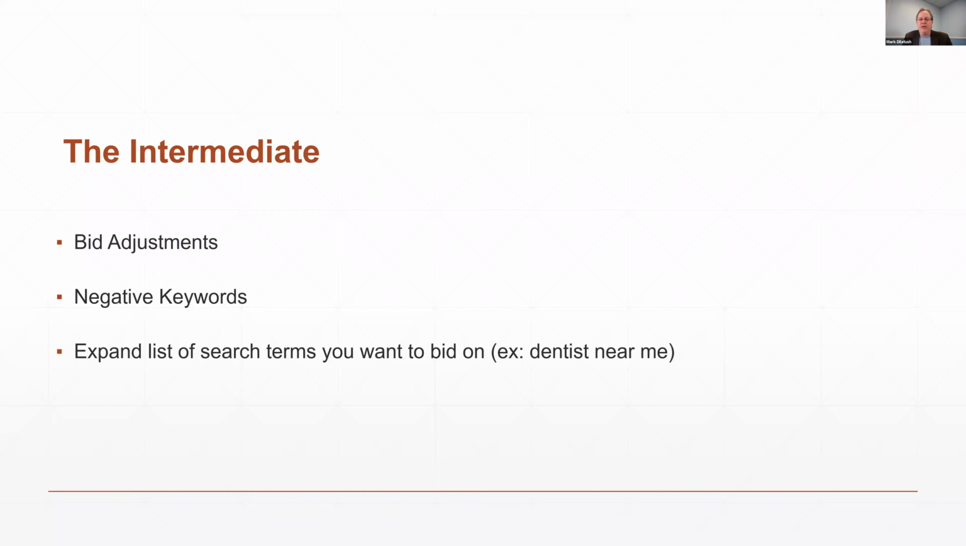Bid adjustments. So let's go through some common ones that we use for our dental practices. A bid adjustment would be, let's say you have your 10-mile radius, but you don't mind spending another 20% on people who are within 5 miles. That's a really good example of a bid adjustment, right?